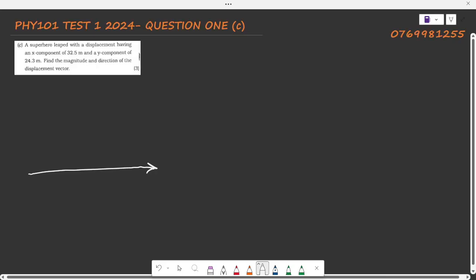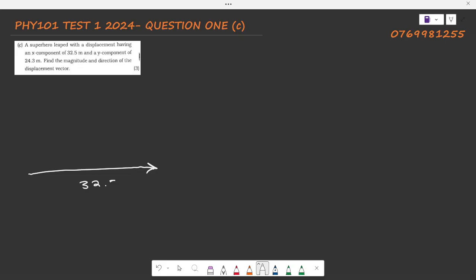it's basically like this. And we're being told that this is 32.5. Then the y component, I'll connect it at the head of the x component like this. And so we've been told that the y component is 24.3.